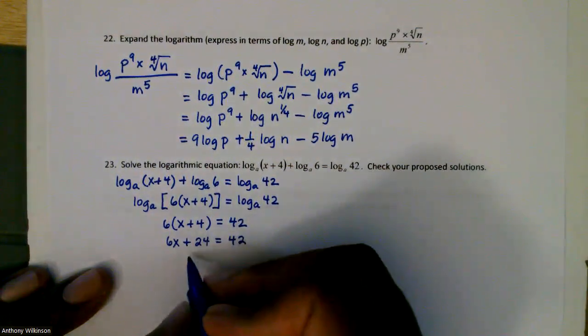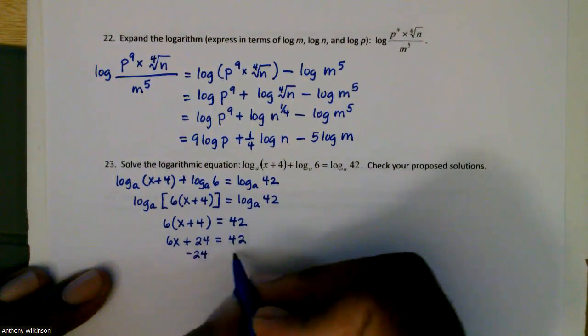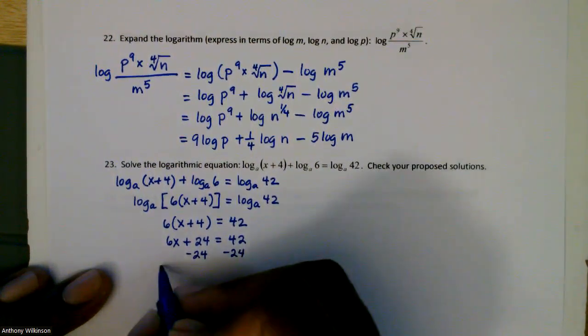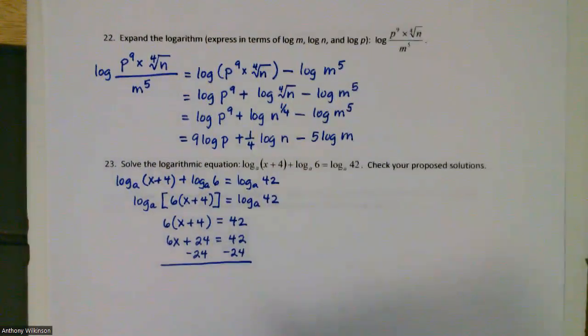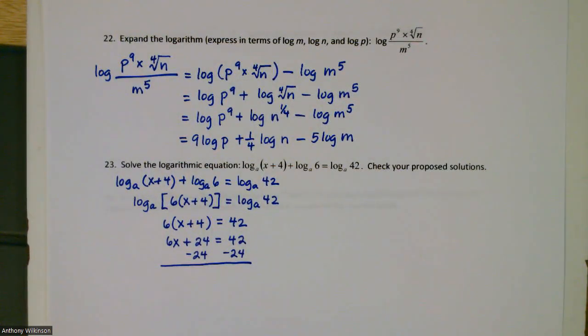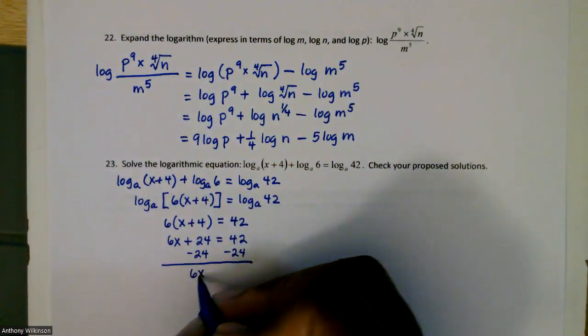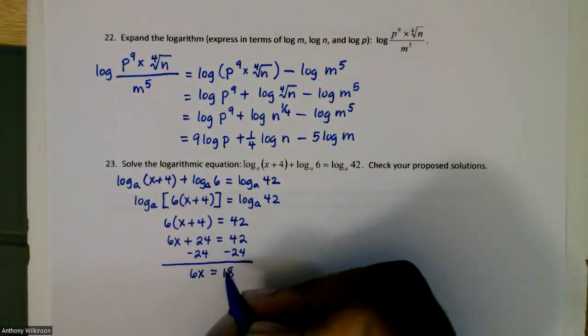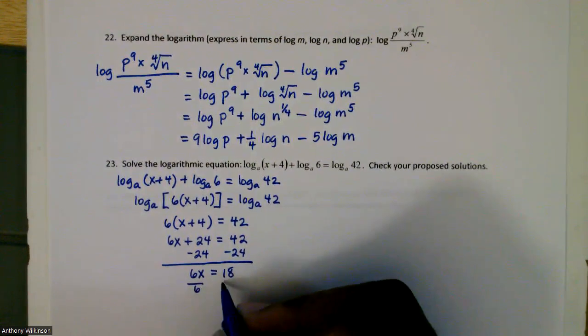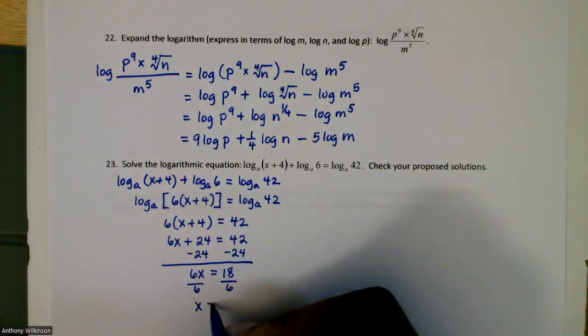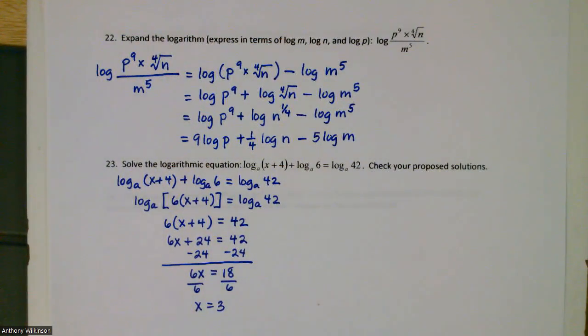And to get 6x by itself, I'm going to subtract 24 on both sides. Here I got 6x is equal to 18. Divide both sides by 6. x then will be equal to 3. Now that's my proposed solution.